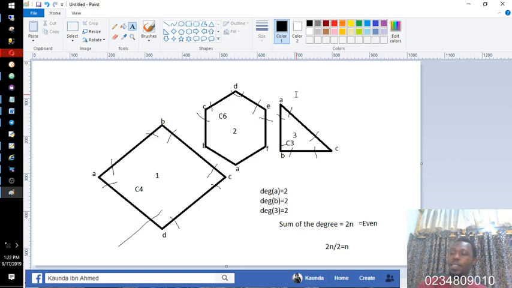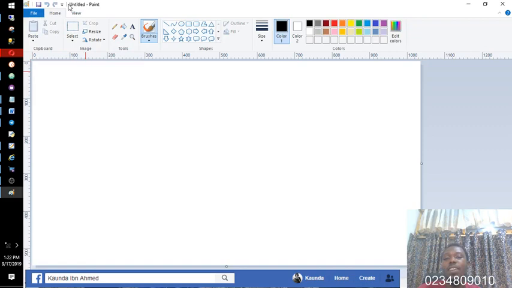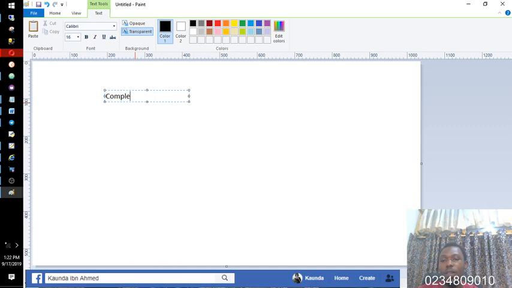There is another type of special graph, still on the special graph, but I think he treated the one I'm about to say first, but it doesn't change anything. Another type of special graph is a complete graph. If you say a graph is complete, what you basically mean is each vertex is connected to all the other vertices.